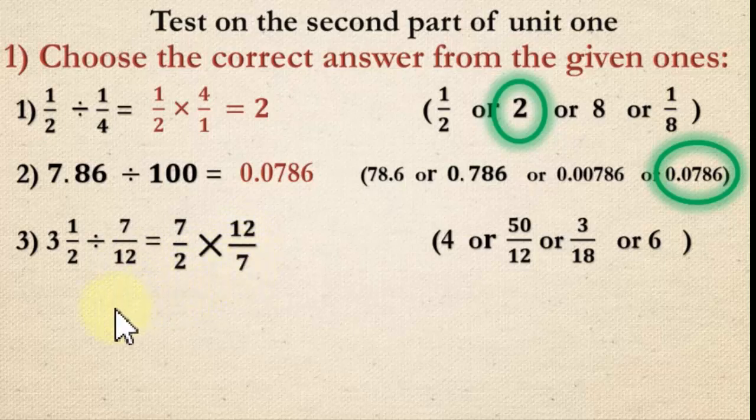Because we convert the division operation to a multiplication operation. Now we can cancel 7, or divide both terms by 7. 12 over 2 equals 6.